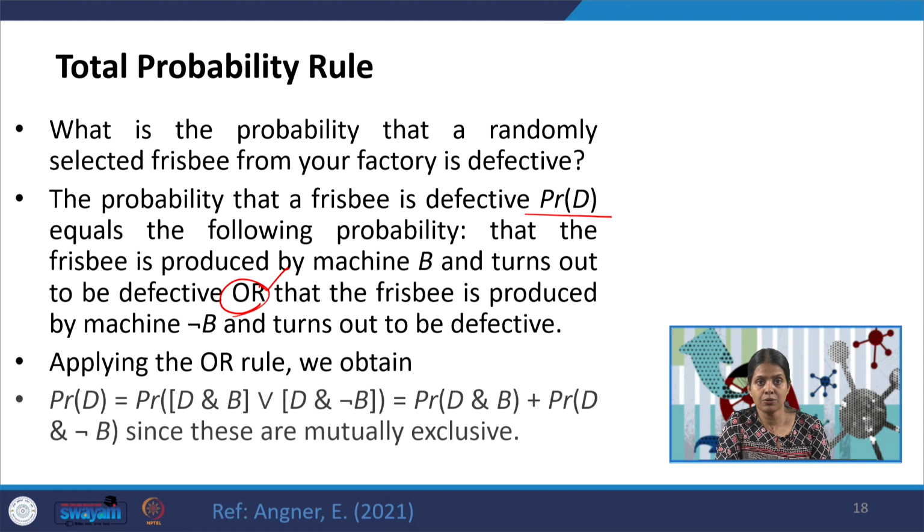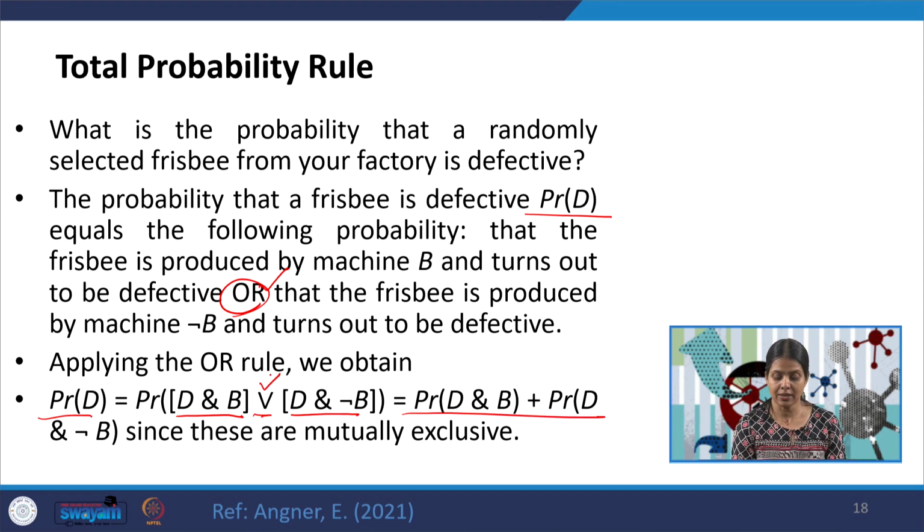Applying the OR rule, we obtain that the probability of D equals the probability that it was produced by machine B and defective, or produced by machine not B and defective, which is equal to simply replacing this OR sign with plus. So, the probability defective and produced by machine B, plus the probability defective and produced by machine not B. We can always do this because these are mutually exclusive: only one is picked up, it has to be from here or here. So, they are mutually exclusive events or outcomes.